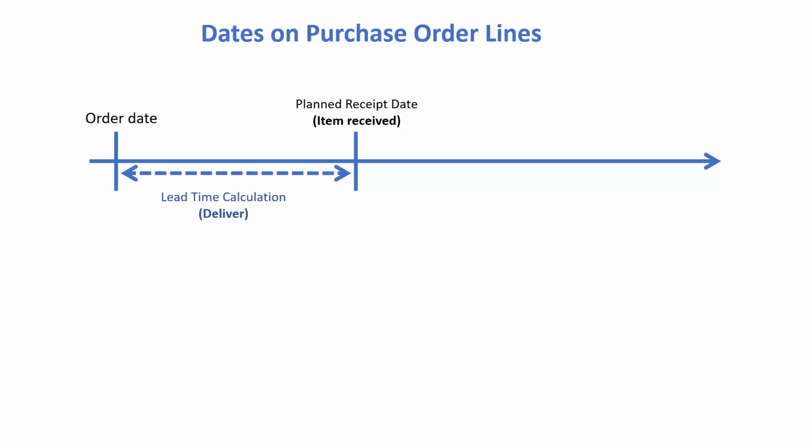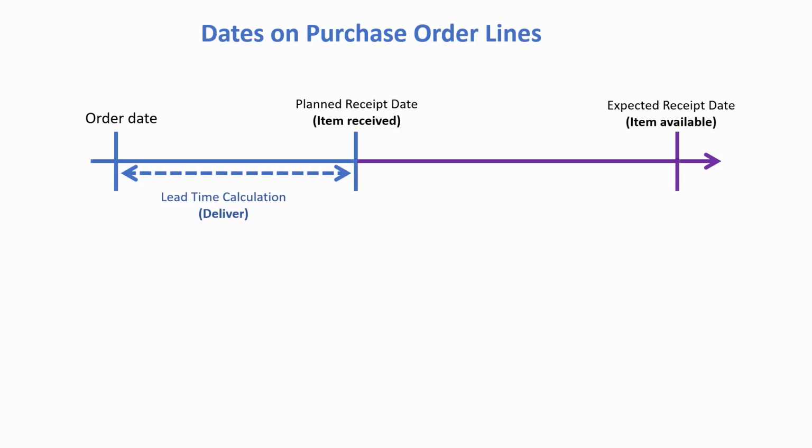Between the order date and the planned receipt date is the lead time calculation. The lead time calculation is the vendor lead time set up on the vendor card. So that's the time from when we order to when we expect to have the things ready on the ramp.